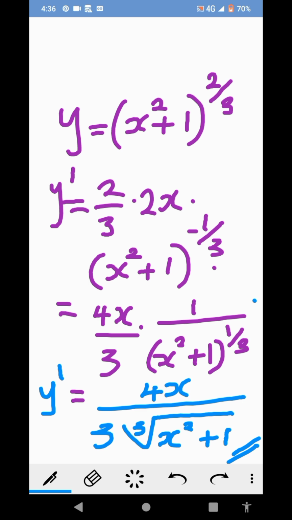So that's the shortcut. Remember, the procedure is: bring down the power, differentiate what you have in the bracket, and reduce the power of the bracket by 1. That's the shortcut for the chain rule.